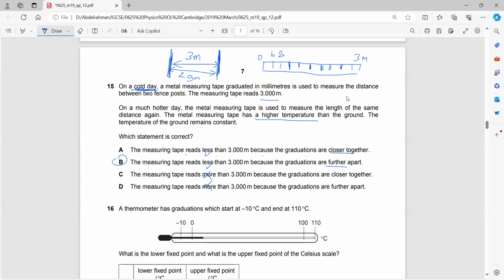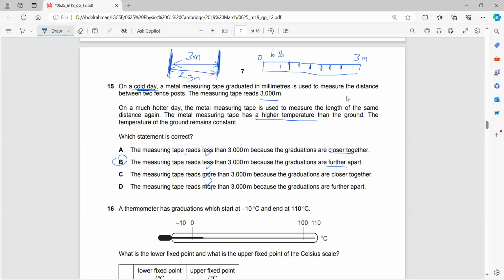Why is it wrong? Because actually the measuring tape needs to cool. The measuring tape needs to be a bit cooler for you to take the actual reading. It expands, so the reading will be higher? No, it expands, so the reading will be less. What you need to think about is: what's the thing that actually expanded? Is it the ground, or is it the distance between the posts, or is it the measuring tape?